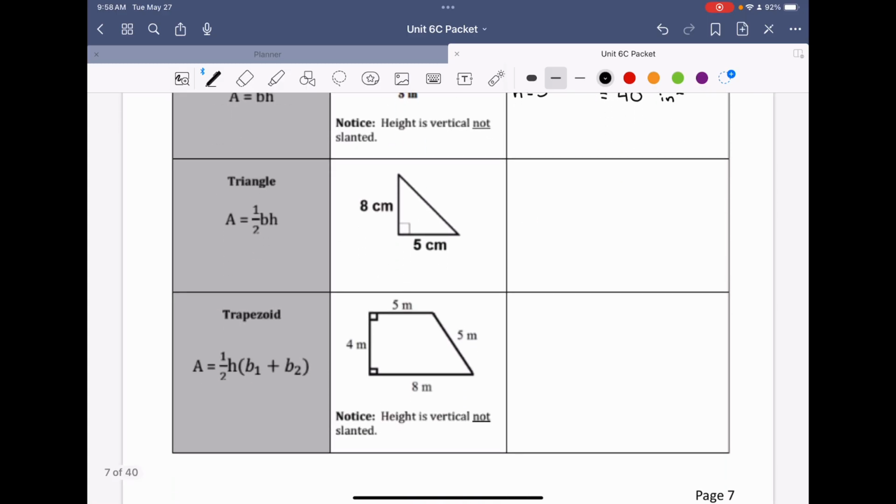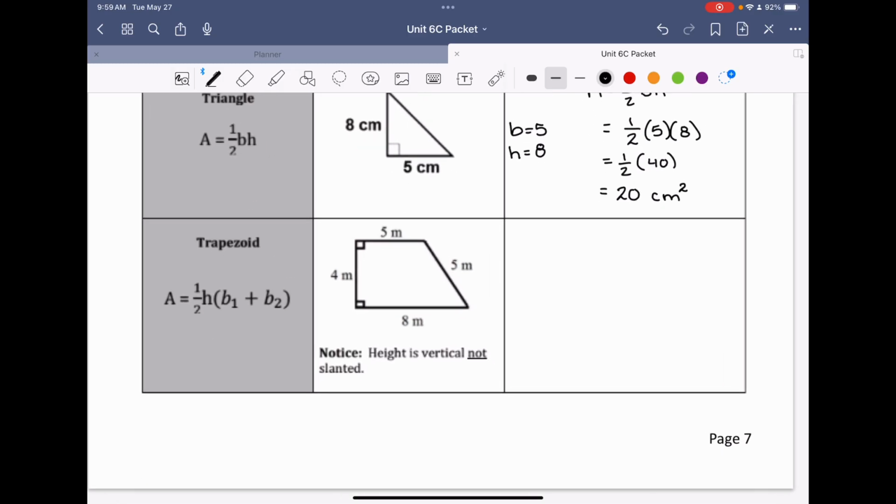Next up, our triangle. Area equals 1/2, I forgot the equal sign, base times height. My base is 5. My height is 8, and I'm going to plug them in. 1/2 times 5 times 8. Now I like to say multiply 5 and 8 first, then take half of that. So half of 40 would be 20 centimeters squared.